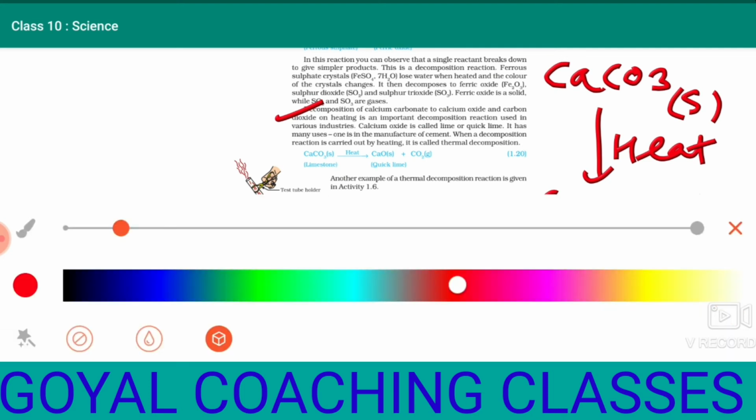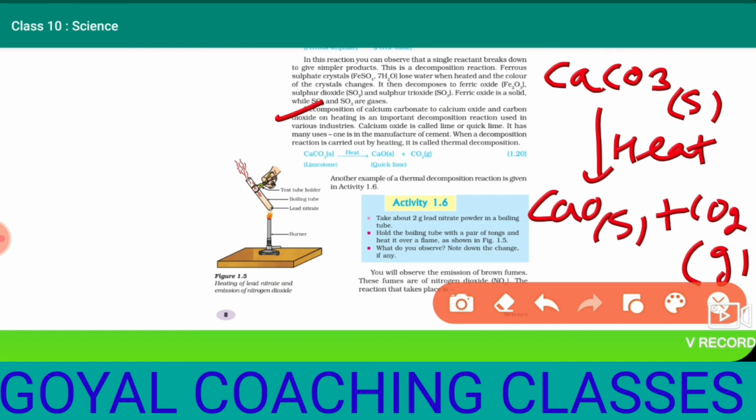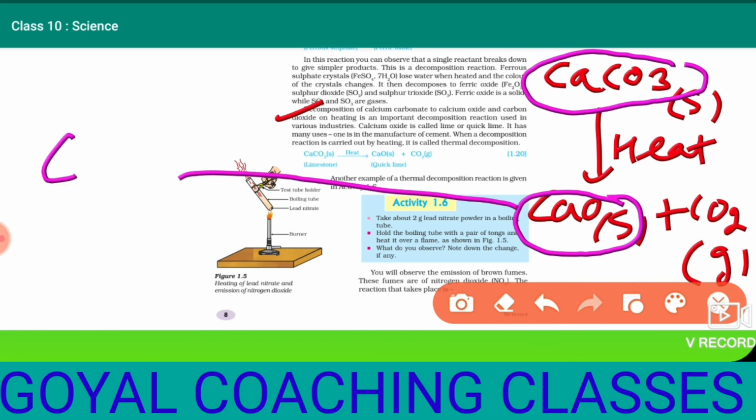But just remember their common names. Calcium carbonate is known as limestone or marble, and calcium oxide is known as quicklime. This is also a decomposition reaction. And see one thing more, the calcium oxide is known as lime or quicklime. It has many uses, mainly in cement. Just remember, CaO is used in the manufacturing of cement. Clear?